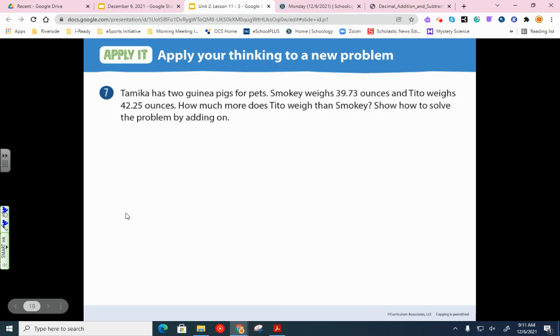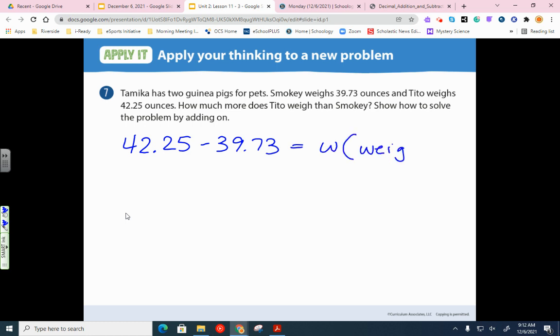Similar situation for this one. Tamika has 2 guinea pigs for pets. Smokey weighs 39 73 hundredths ounces, and Tito weighs 42 and 25 hundredths ounces. How much more did one weigh than the other? So we're comparing and want to find a difference. We're going to find out what the subtraction problem would look like, and put W, and that'll be weight. Now we want to take the two parts. You can add up the two parts to equal the total. So 39.73 plus W equals 42.25.